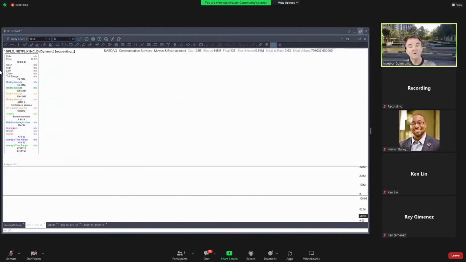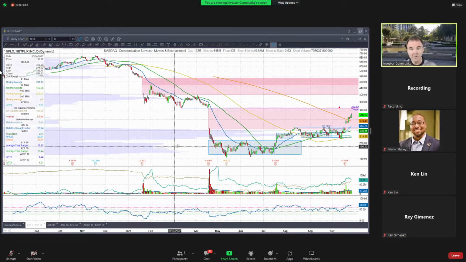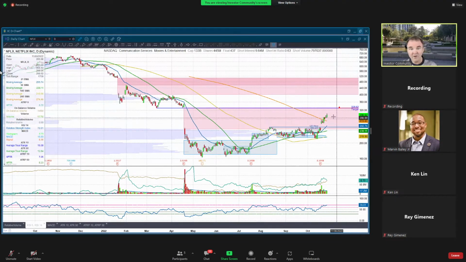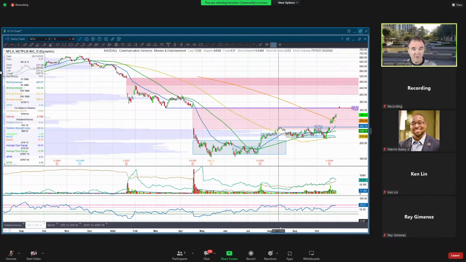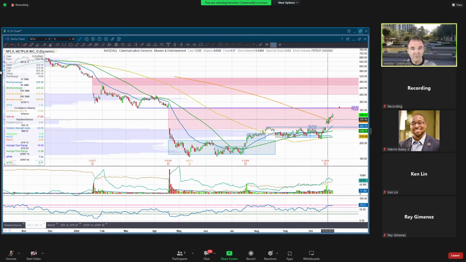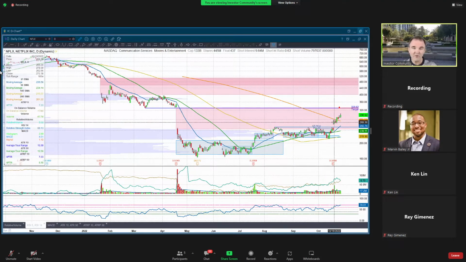Netflix. So Netflix is still trying to move up through this gap. Still trying to make me feel like an idiot for not just FOMOing into this thing, but you've got to stick to your rules, and my rules say you can't buy something when it gaps up like that unless you get a good setup, and it never really set up for me.